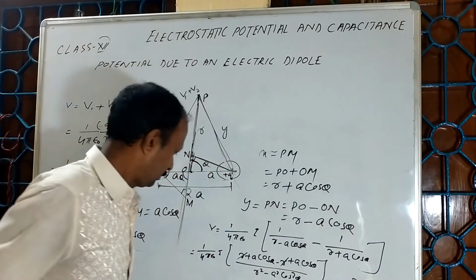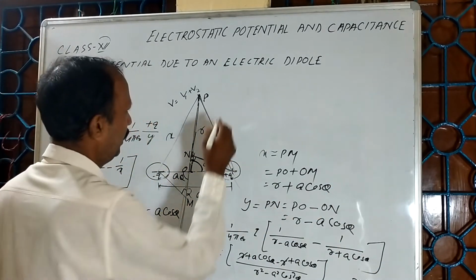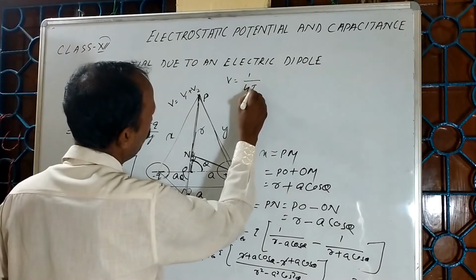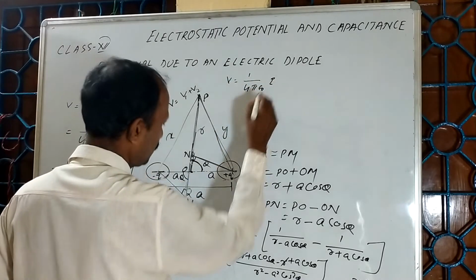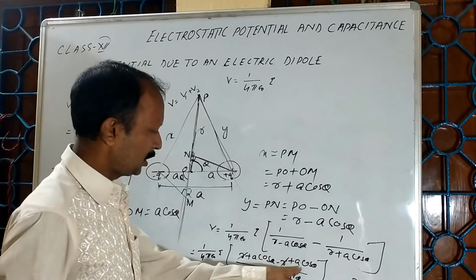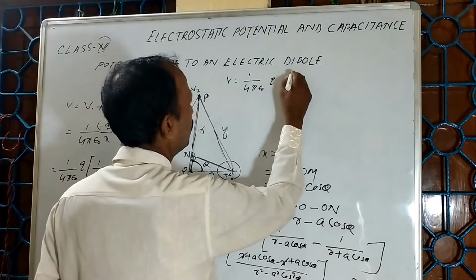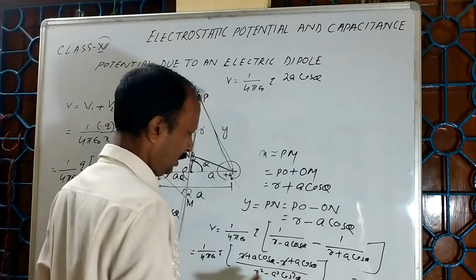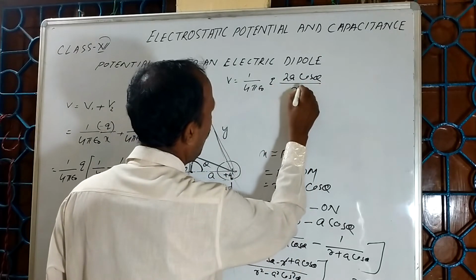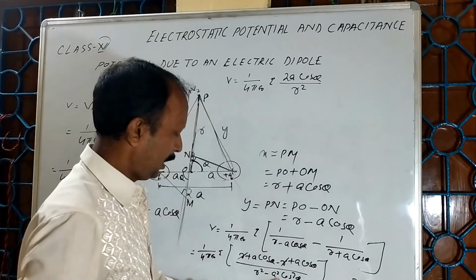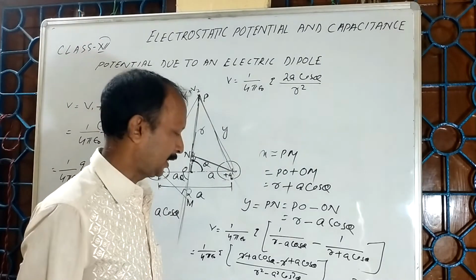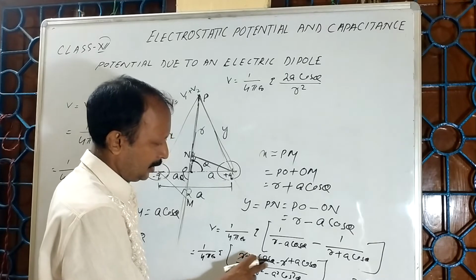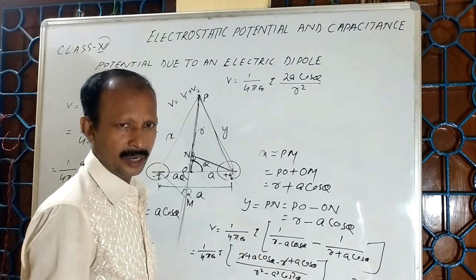Okay, see here. So this V is equal to 1 upon 4 pi epsilon naught q. Here A cos theta plus A cos theta, that is 2A cos theta, divided by r square, because A square cos square theta is neglected. Listen carefully. Here A cos theta, here also A cos theta.